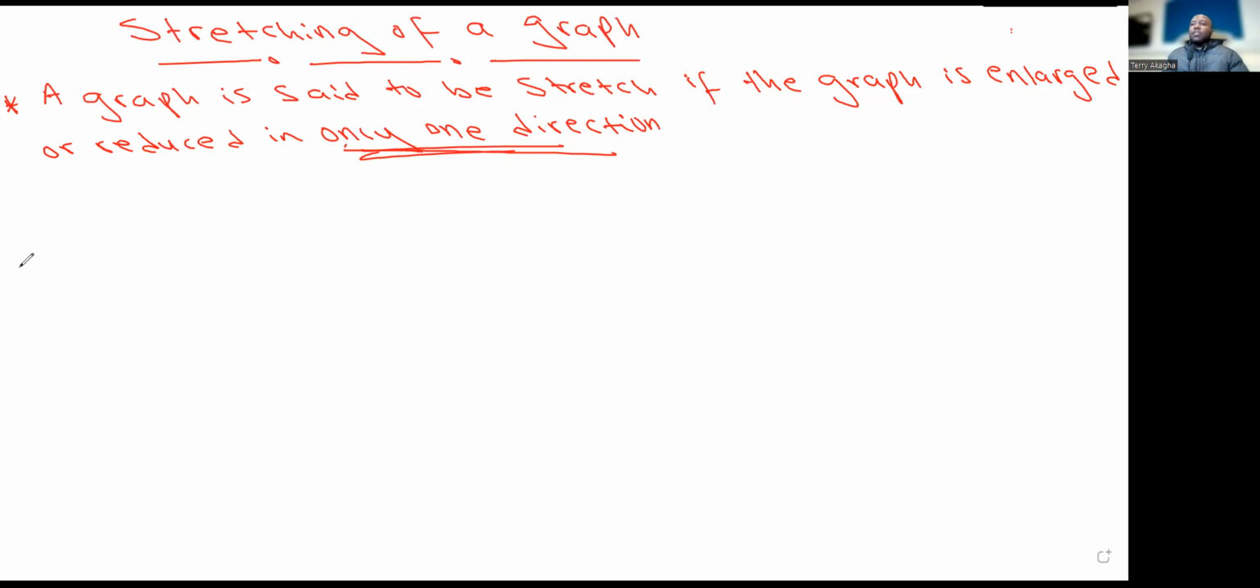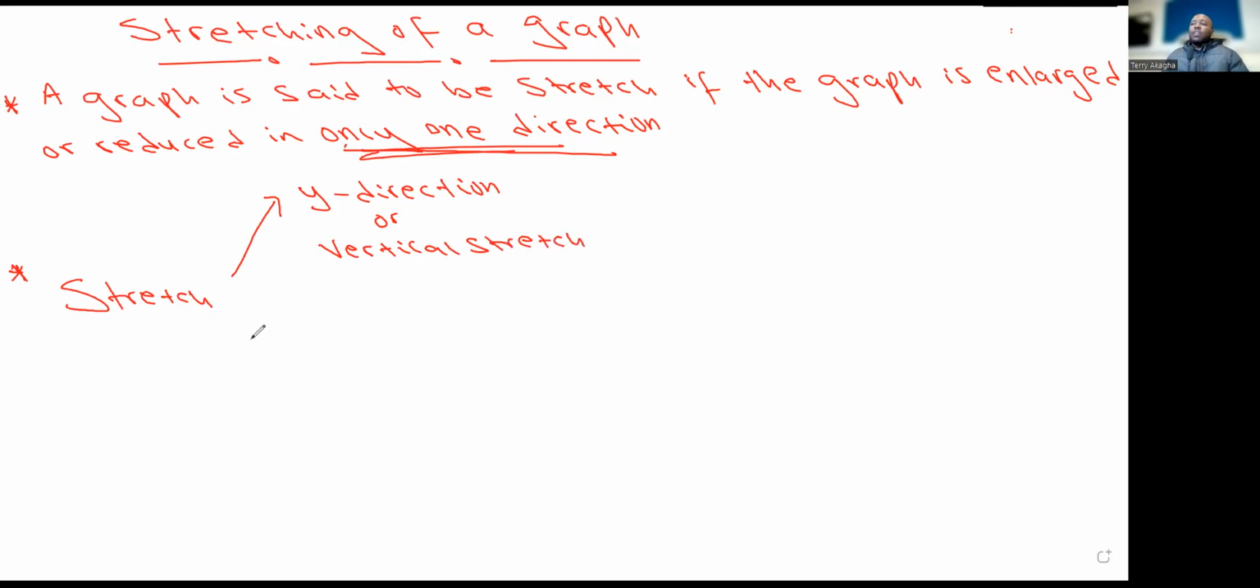So let's get this sorted now. There are two types of stretch we're going to talk about in this video. The first one is stretch in the y direction, or you can call it a vertical stretch. Or you can also find the stretch in the x direction, or horizontal stretch, okay?